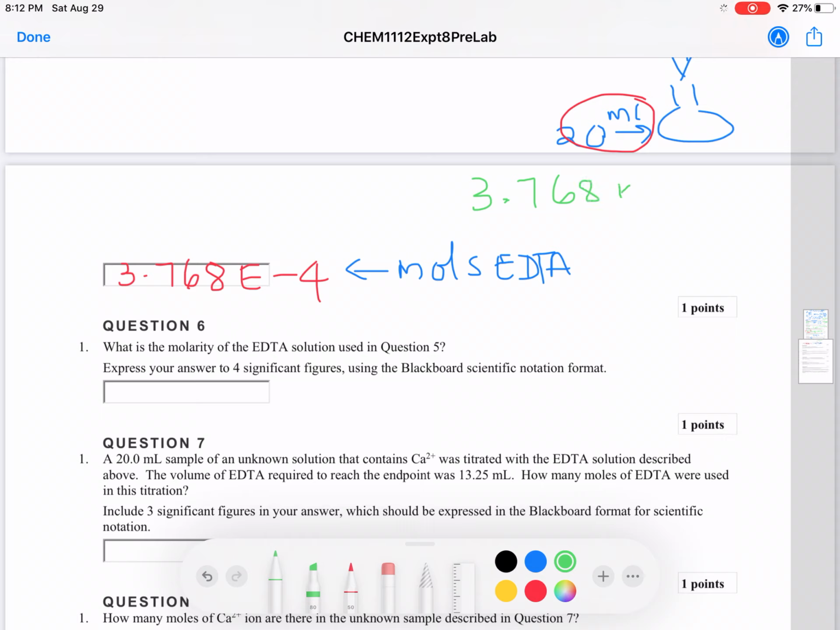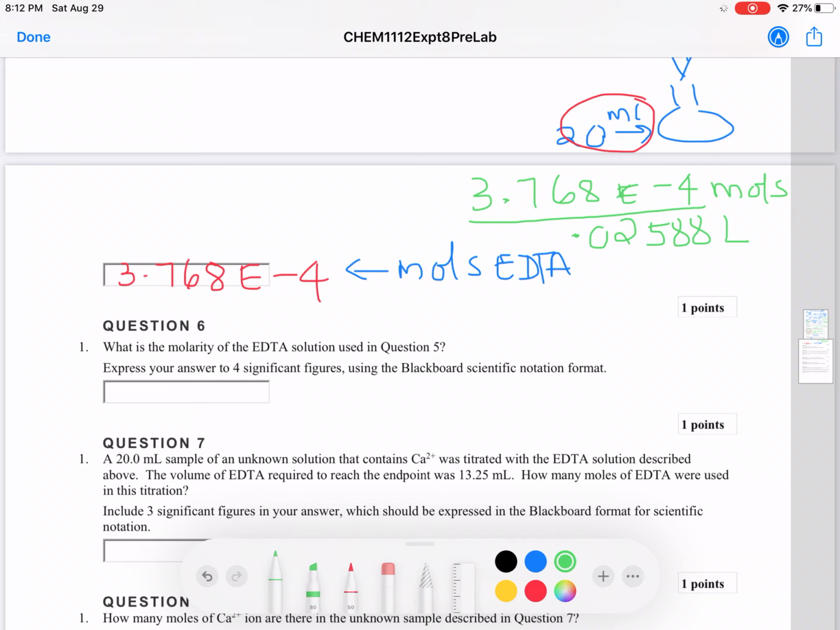That's times 10 to the negative 4. That's going to be your moles, and you're going to divide it by the volume. So the volume is going to be 25.88 milliliters. Always you need to convert it to liters. So that's going to be 0.02588 liters. So you get the answer, do the calculation, and write down the answer at question 6.